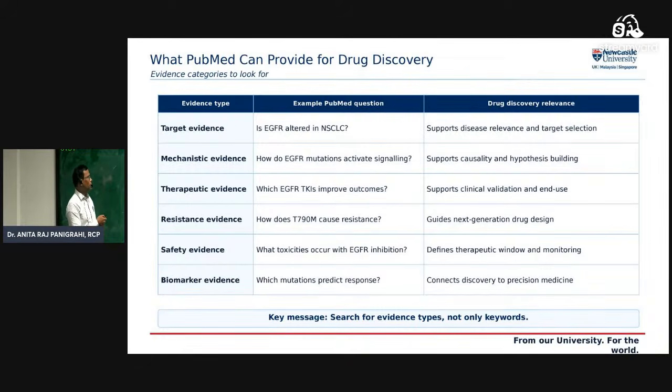Then, is EGFR altered in NSCLC? So what you are expecting is relevance and target selection. When you ask this question, it will tell you whether your hypothesis is correct or not. And suppose you ask which drugs improve the outcome, then you can say that yes, there are some drugs showing some kind of evidence in the clinic.